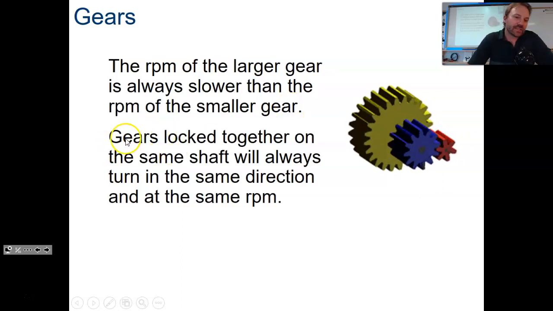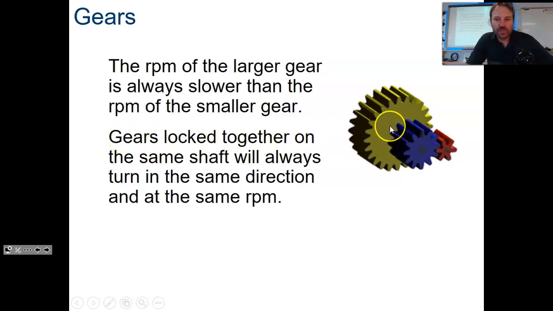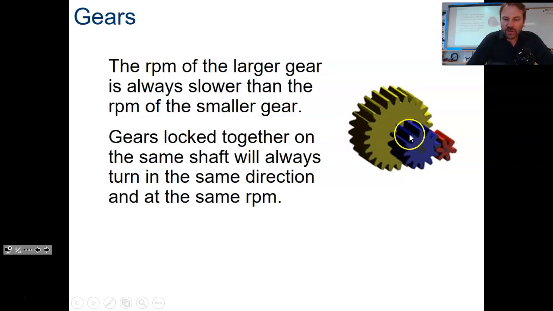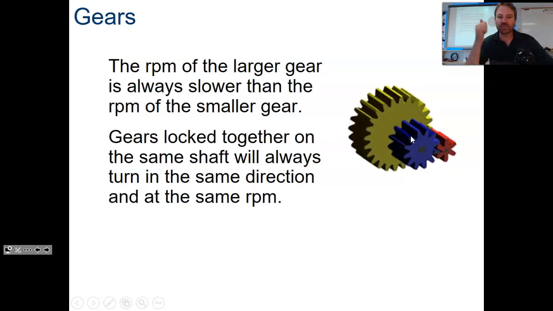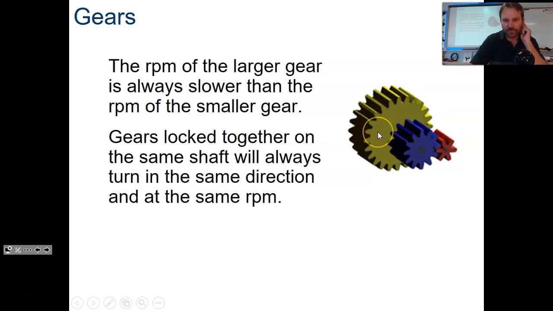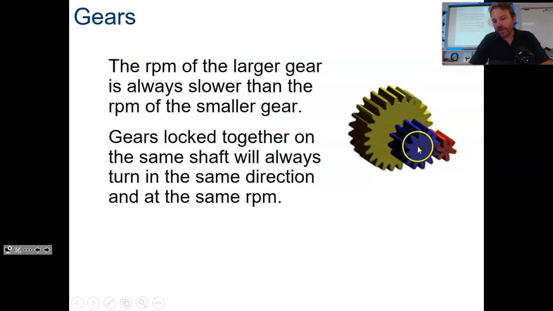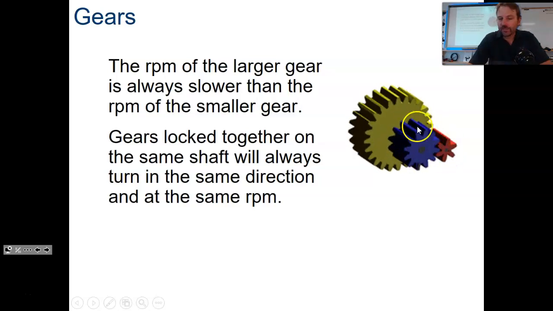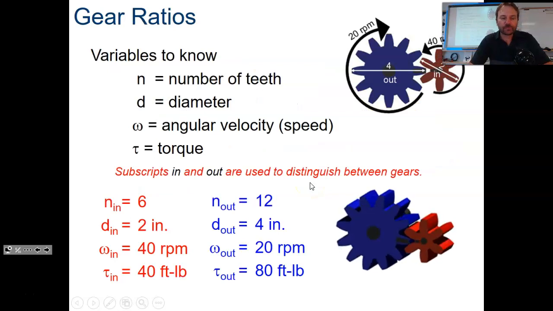Now, in the next thing, it says gears locked together. The yellow and the blue, these two gears, are locked together. So they're always going to spin the same direction, and they're always going to spin at the same speed. Blue and yellow are locked together and have everything the same. The red and the blue, since they're not locked, the blue one's going to spin slower and in the opposite direction, and so on.